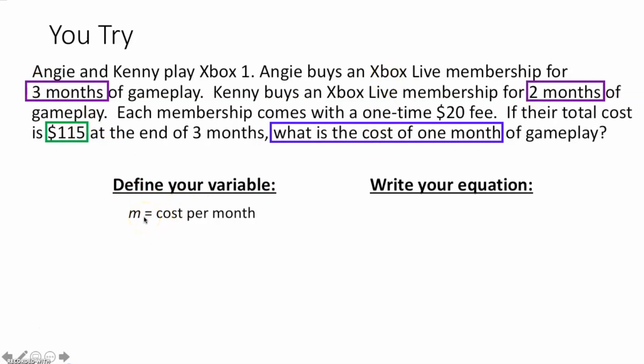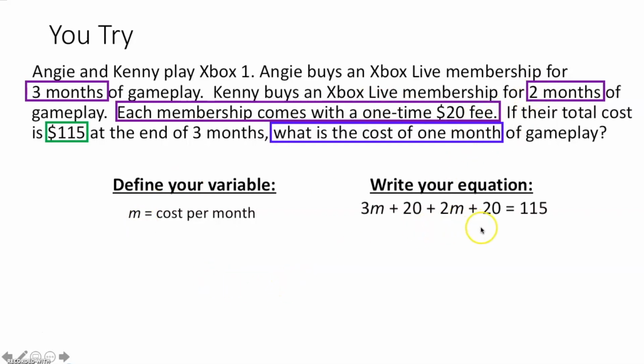Sweet. Is there any other fees? Yeah. Each membership comes with a one-time $20 fee. So Angie's is going to be 3M plus 20. Kenny's is going to be 2M plus 20. And that's going to add up to $115. Sweet. Now we have our equation. We just got to solve that. We can figure out our answer.